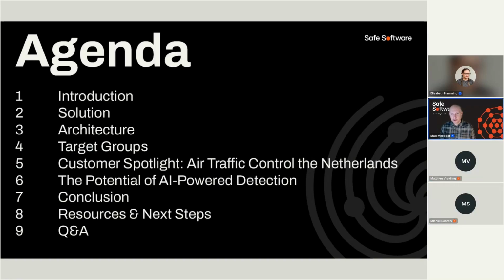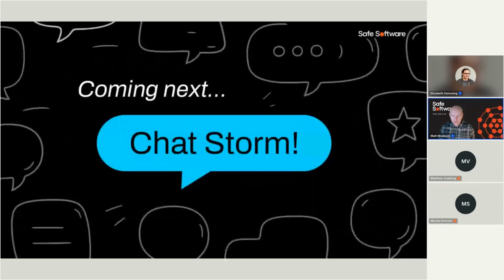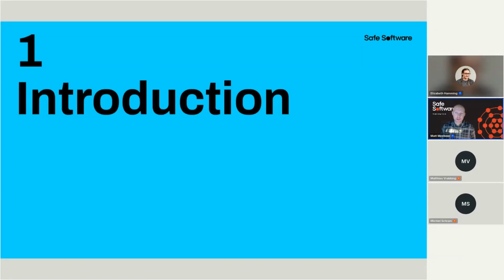All right, hello, everyone. So we're going to do a brief introduction, and then we'll pass it to Sweco to introduce the solution they've built using FME and its architecture. We have Matthew here today from Air Traffic Control in the Netherlands to talk about a real-world implementation of the solution. We'll touch a little bit on AI and conclude, provide you with some resources related to today's webinar, and have some time for QA.